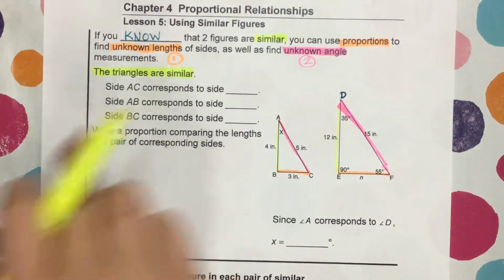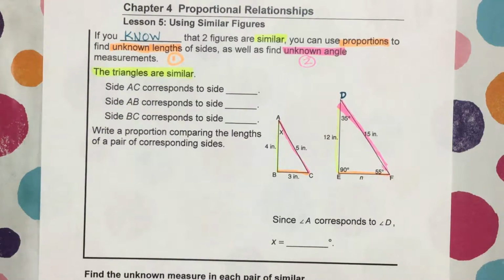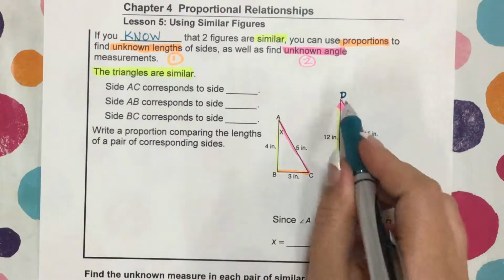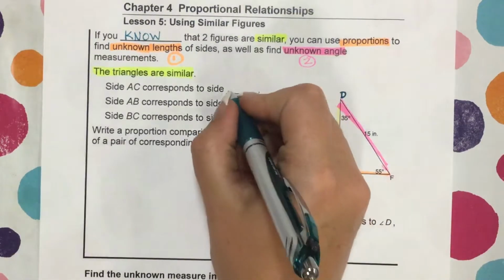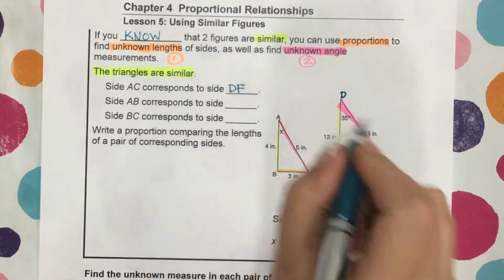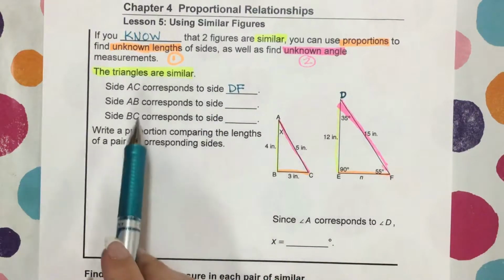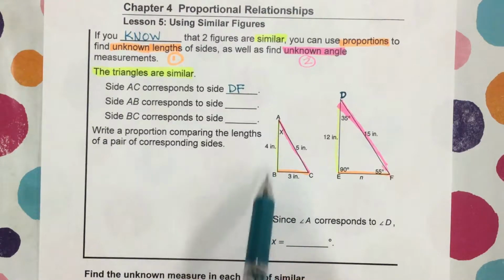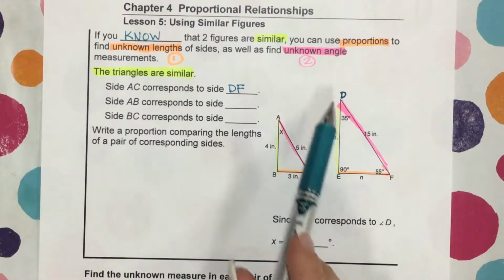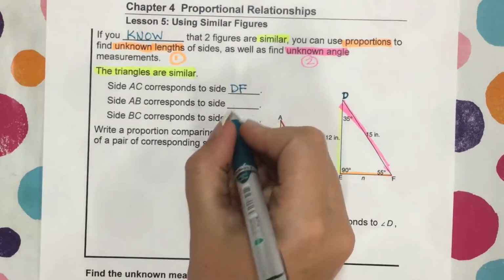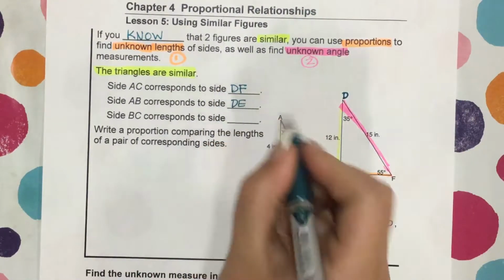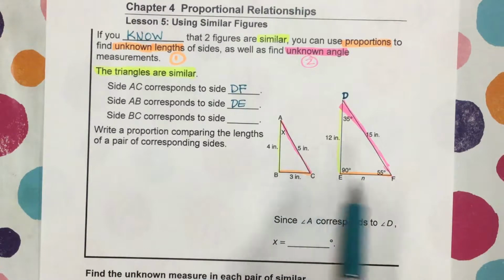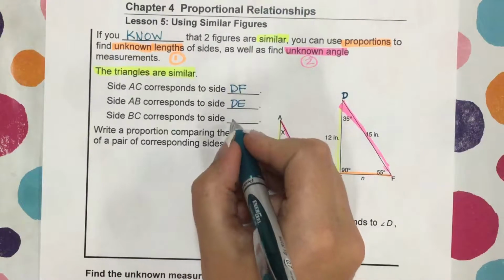So when we look at this, it says side AC corresponds to, so AC is here, AC corresponds to DF. Okay? And then let's look here. Side AB, where's AB? AB is right here. AB corresponds to DE. And side BC, the small one, corresponds to side EF.